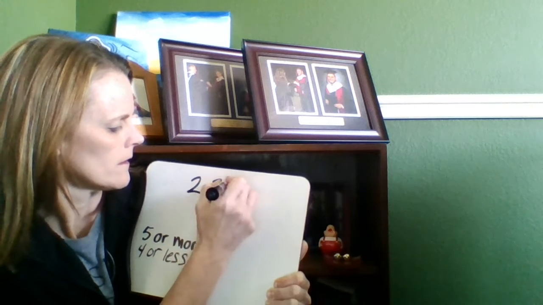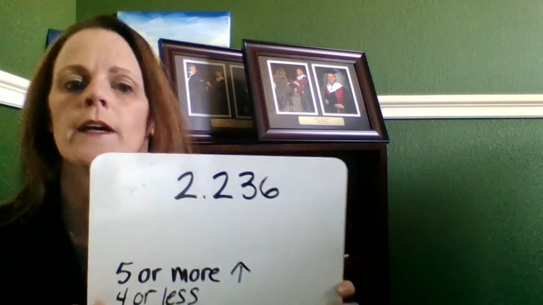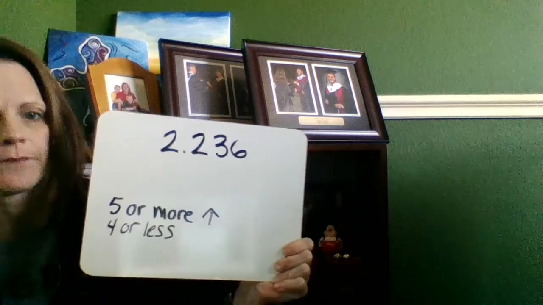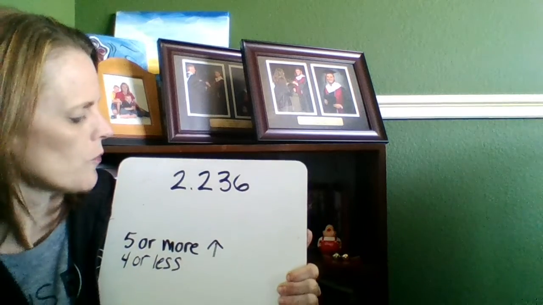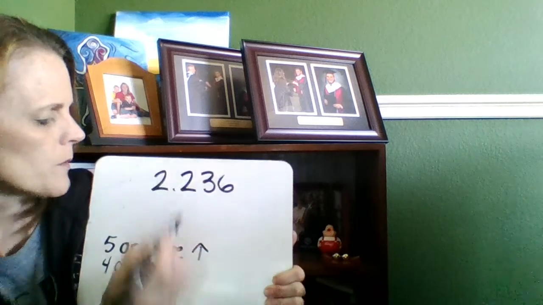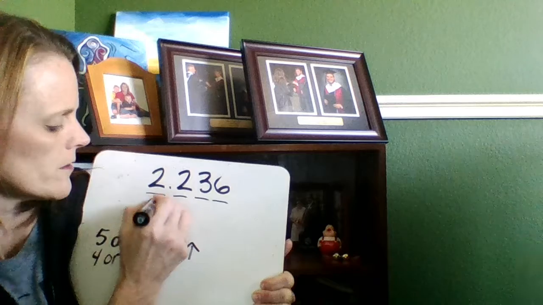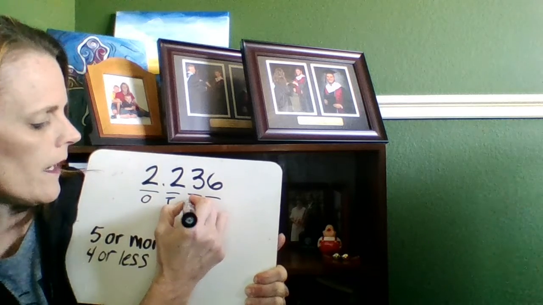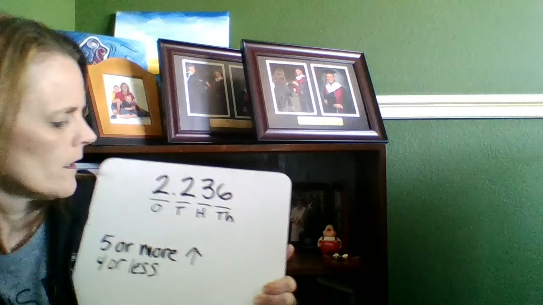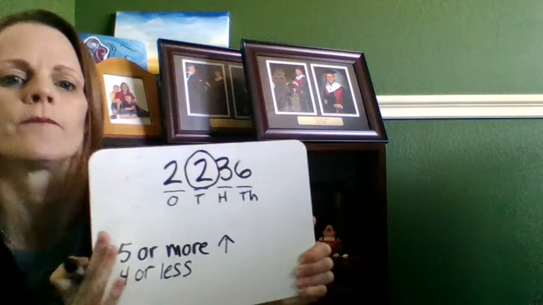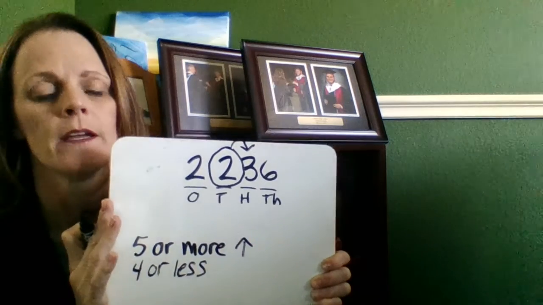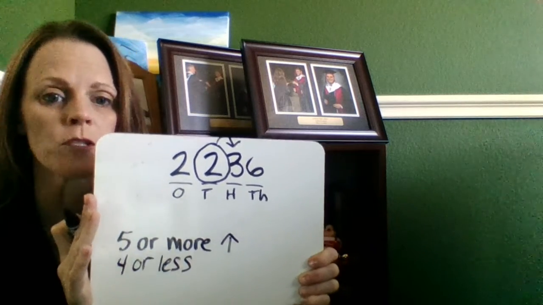So let's say I have a number like this. Okay, 2 and 236 thousandths, and I want to round my number to the tenths place. So the first thing I have to do is find the tenths place. Okay, so here's my ones, tenths, hundredths, thousandths. So I'm rounding it to the tenths place. That means that I have to look at my next door neighbor.